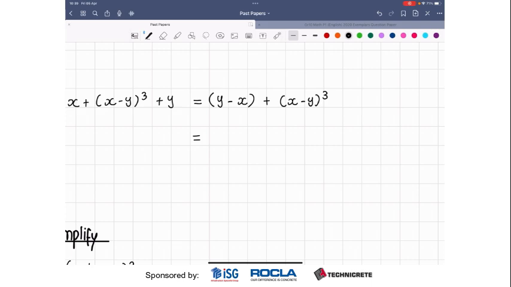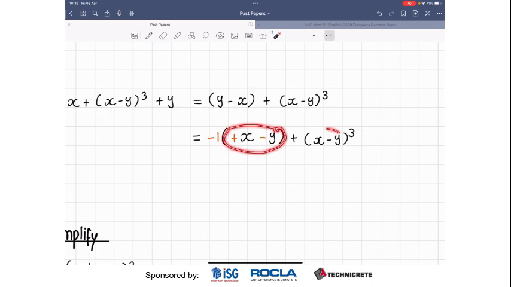So I'm taking out a negative 1 from the bracket. And then on the inside, I've got the signs of each of the terms changing. So where I had a negative x, I'm now going to have a positive x. And where I had a positive y, I'm now going to have a negative y. And the second bracket stays the same. So now I can see that these two brackets are exactly the same, and I can take out a common factor.